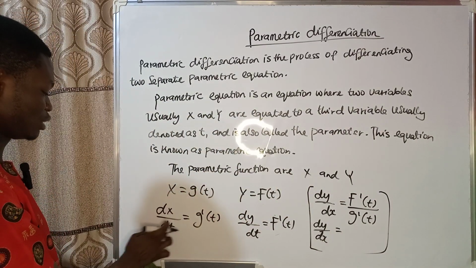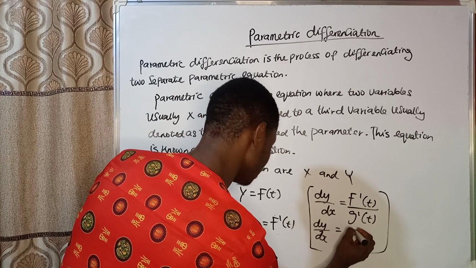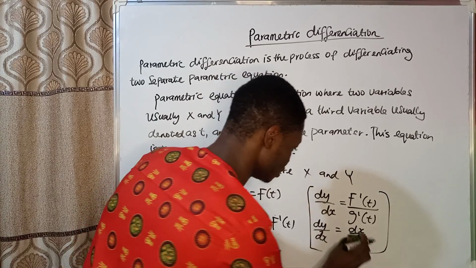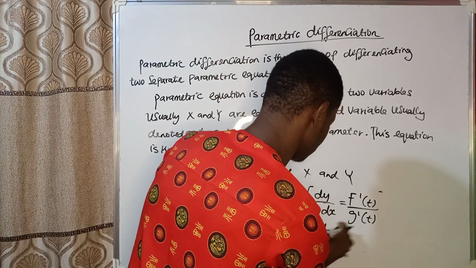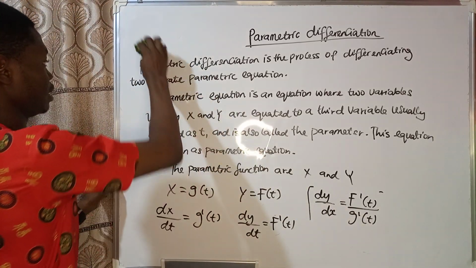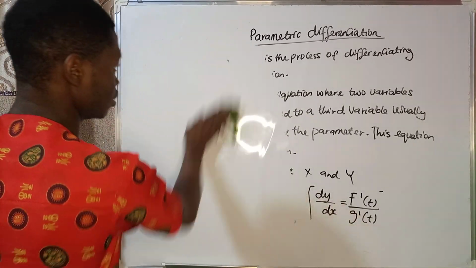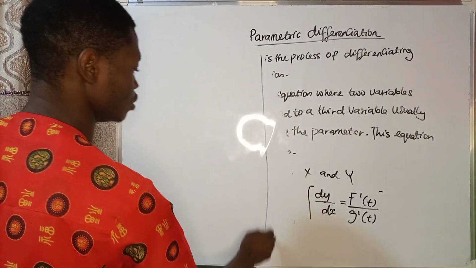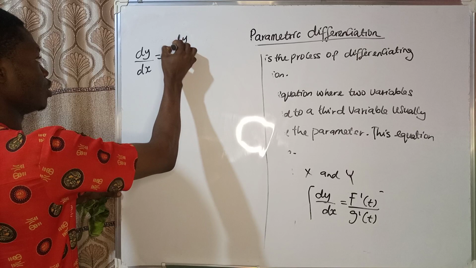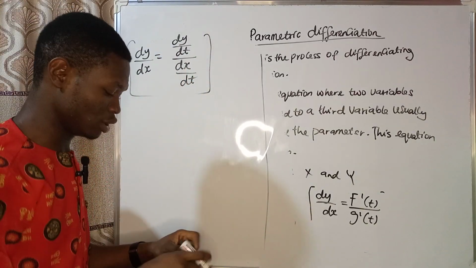Therefore, dy over dx is equal to dy over dt over dx over dt. Let me clean this side. So dy over dx is still the same thing as dy over dt over dx over dt. So this is also your formula. So let us solve some questions.